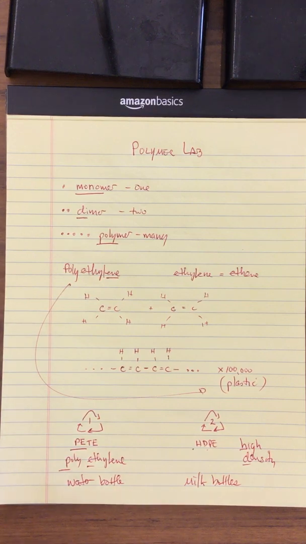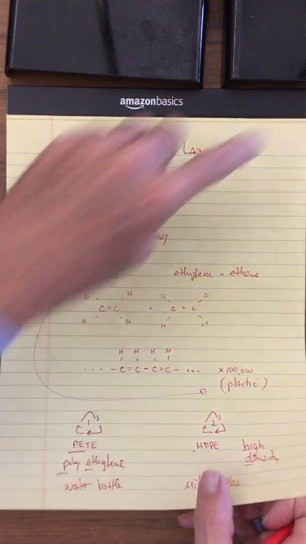So plastic is actually a polymer. It's a polymer of ethenes, and so therefore it's called polyethylene. Okay, let's get back to our lab, which we did part 1 of.